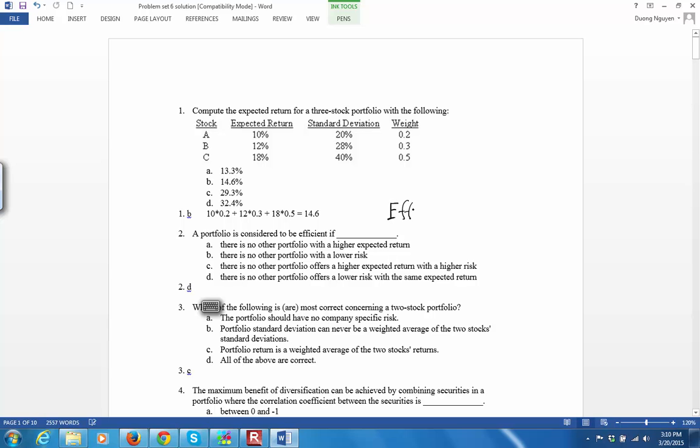Okay, now number 2, the efficient portfolio. Alright, so let me go over what the efficient portfolio is. Efficient portfolios are the portfolios that satisfy the following 2 criteria. One is it offers you the maximum return for a given risk, or standard deviation, at a given level of standard deviation.